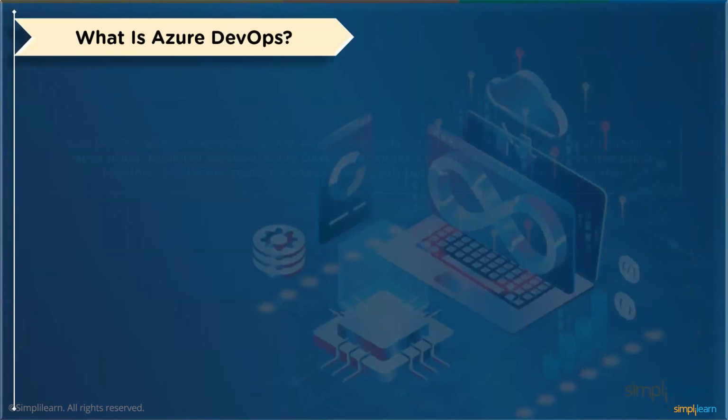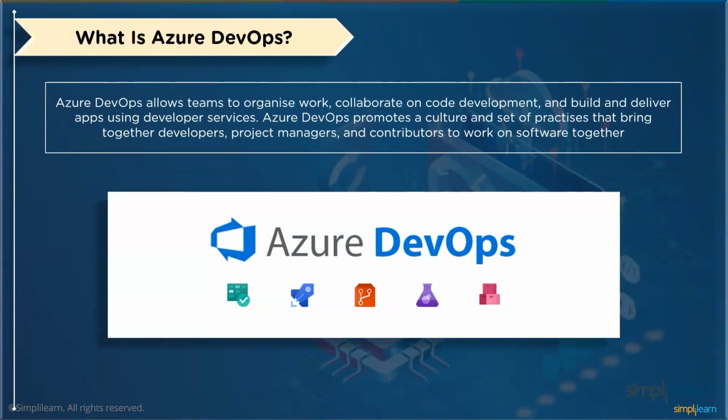So let's get started. So what is Azure DevOps? Azure DevOps enables teams to organize work, collaborate on code development, and build and deploy applications using developer services. Azure DevOps is a culture and set of protocols that brings together developers, project managers, and contributors to collaborate on software development. It enables businesses to create and enhance products more quickly than they could with traditional software development methods.